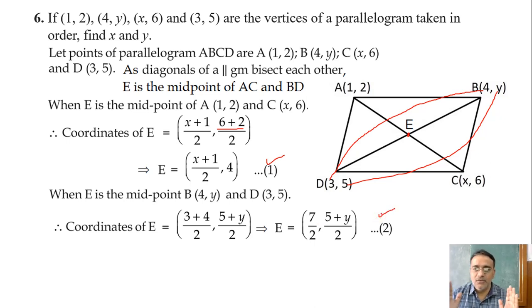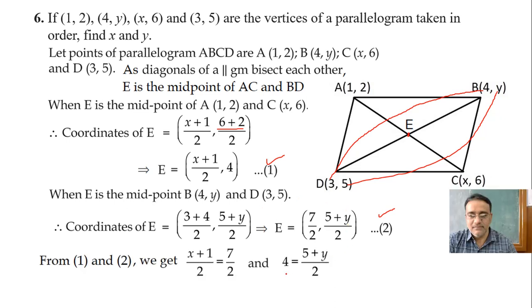Both are the coordinates of the same point, so we can equate the x coordinates and y coordinates. Okay, so from 1 and 2 we get x plus 1 by 2 is equal to 7 by 2 and 4 is equal to 5 plus y by 2. Now here we can cancel these two, so we'll get x plus 1 is equal to 7 and here we are getting 8 is equal to 5 plus y. So what is the value of x and y? X is equal to 7 and y is equal to 3.